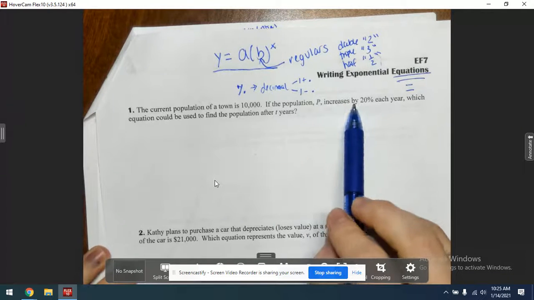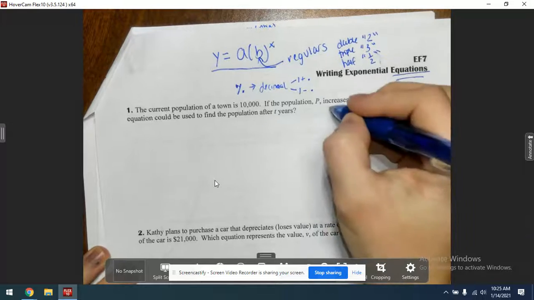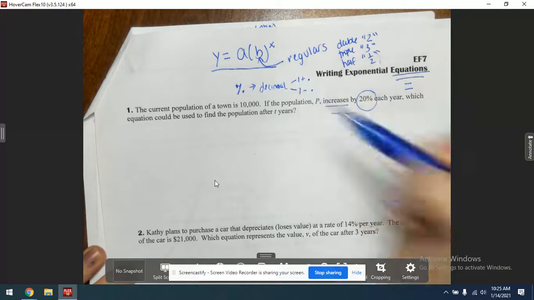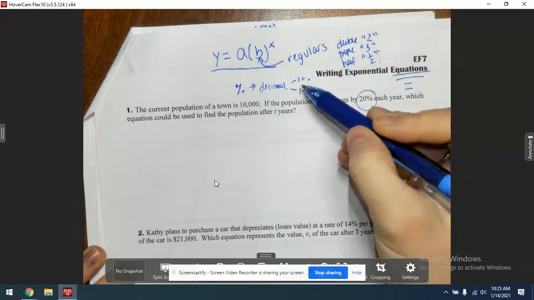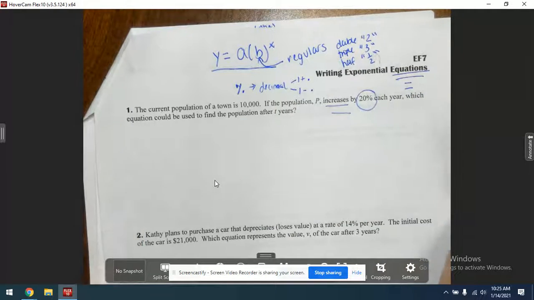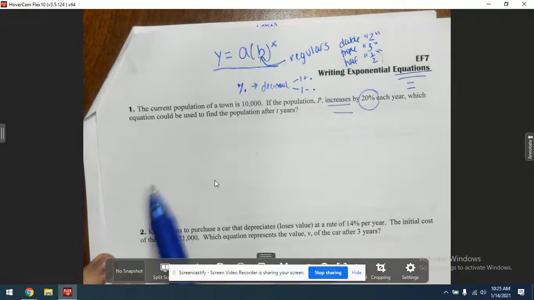So do you see this word increase, guys? This means this is going to be a growth problem. And it's a percent, which means I have to add it to 1. Why add it to 1? Because it's increasing. And we need our b value to be greater than 1 if I want an increasing growth problem.